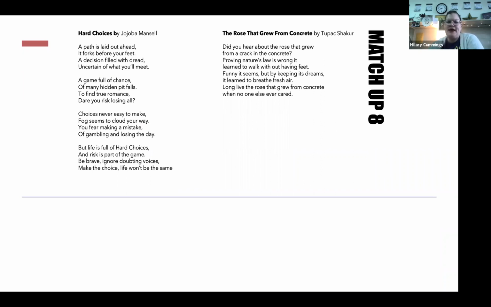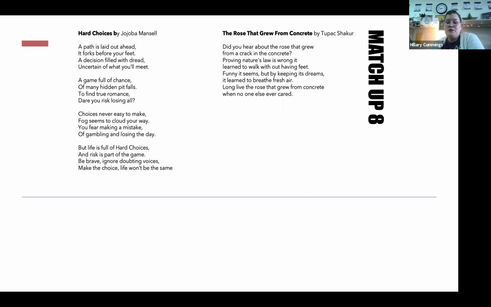A path is laid out ahead. It forks before your feet, a decision filled with dread, uncertain of what you'll meet. A game full of chance, of many hidden pitfalls. To find true romance, dare you risk losing all? Choice is never easy to make, fog seems to cloud your way. You fear making a mistake, of gambling and losing the day. But life is full of hard choices, and risk is part of the game. Be brave, ignore doubting voices, make the choice. Life won't be the same.